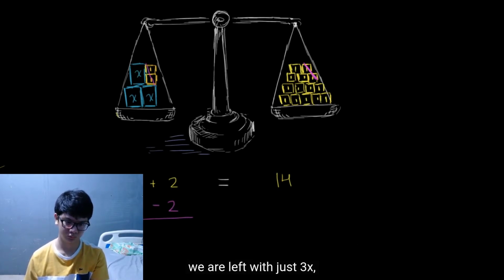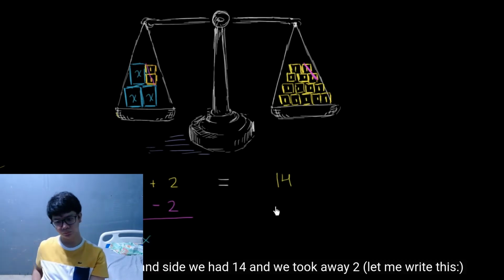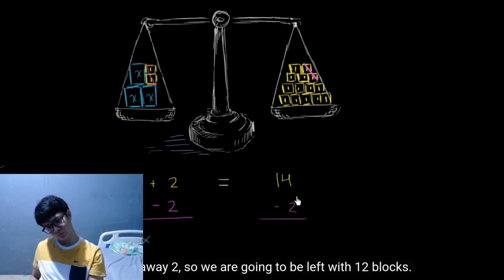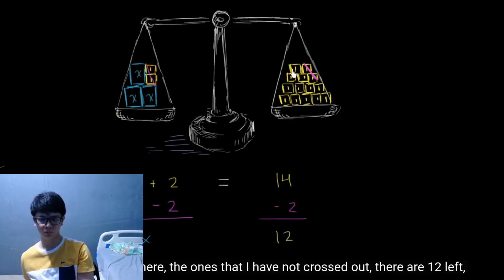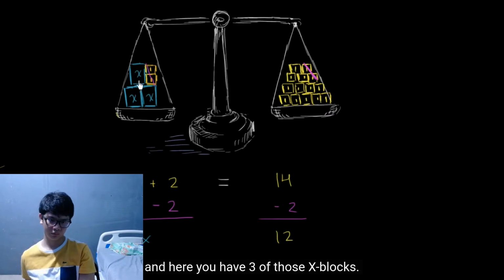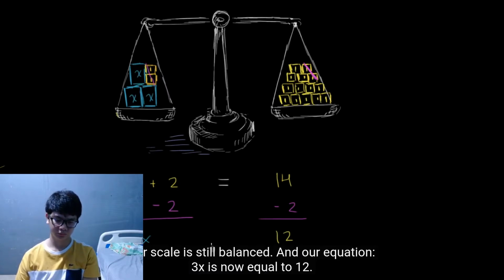We're just left with 3x. And on the right-hand side, we had 14, and we took away 2. Let me write this. We took away 2, so we're going to be left with 12 blocks. And you see that there. The ones that I haven't crossed out, there's 12 left, and here you only have 3 of those x blocks. And since we removed the exact same amount from both sides, our scale is still balanced. And our equation, 3x, is now equal to 12.